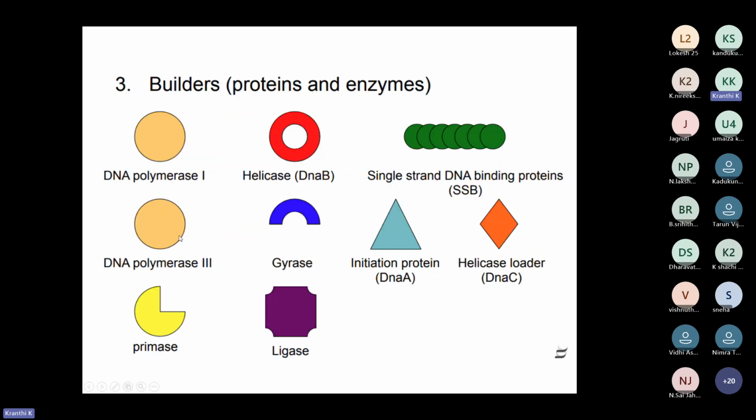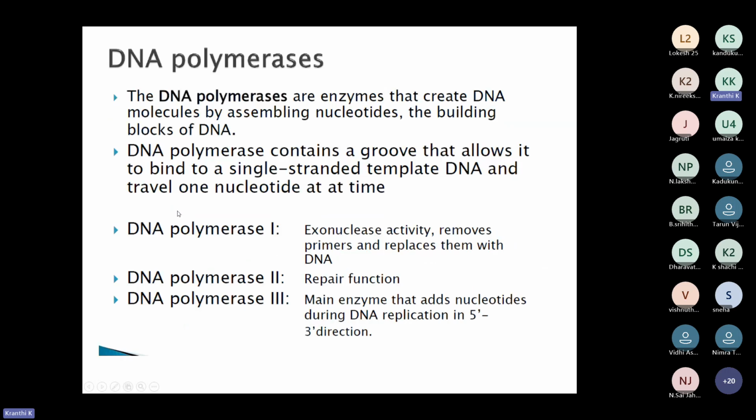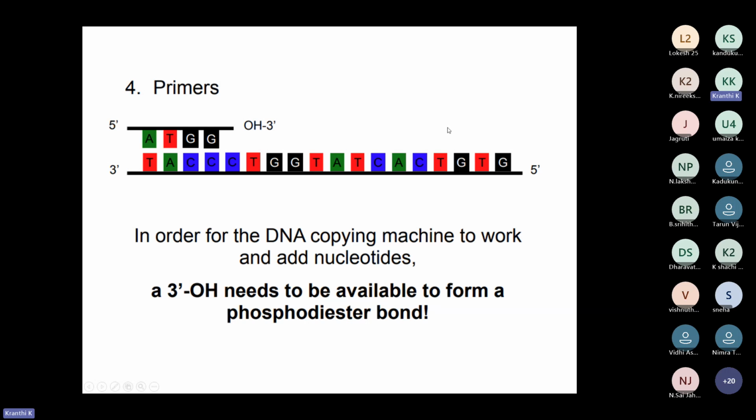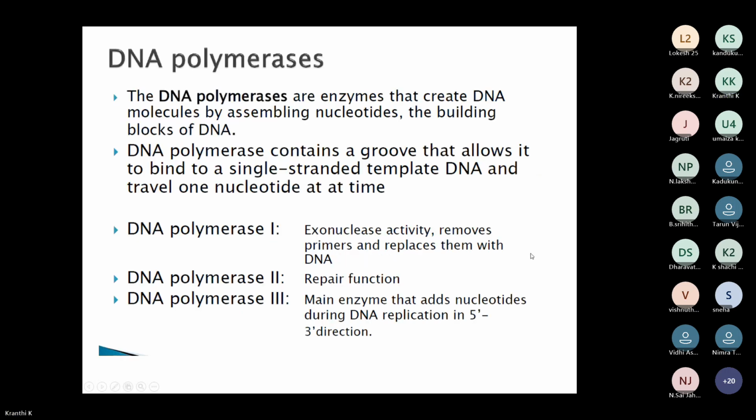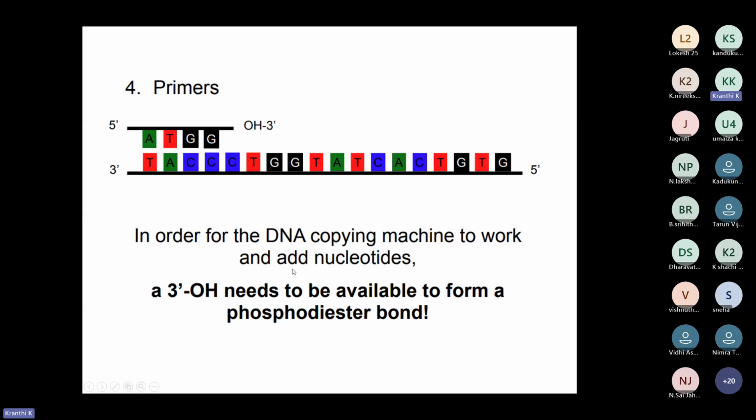Here we are talking about the enzyme called the DNA polymerase. So what does the DNA polymerase do? Actually, DNA polymerases are three types here. One is polymerase 1, polymerase 2, and polymerase 3. So what is polymerase? It will do the polymerization. Polymerization means it will connect the nucleotides with the phosphodiester bonds, right? So polymerase 1 has exonuclease activity, removes primers and replaces them with DNA. Initially the primer is attached, right? Once the formation of a new strand happens, it will remove the primers and add the nucleotides in the place of this primer. That is polymerase 1.